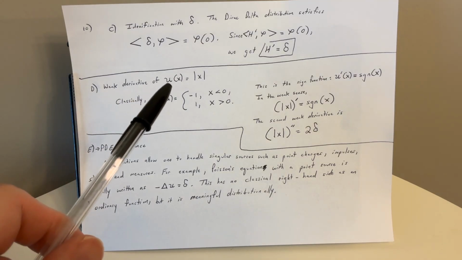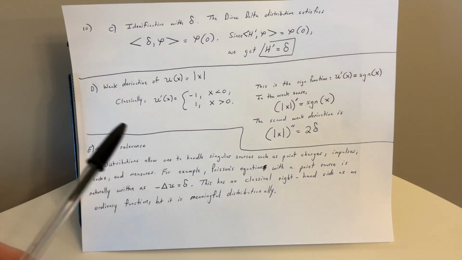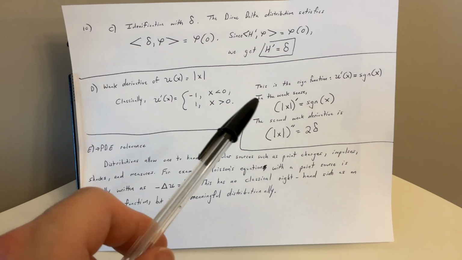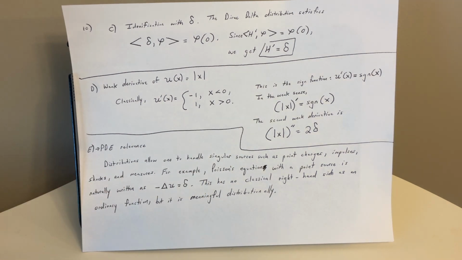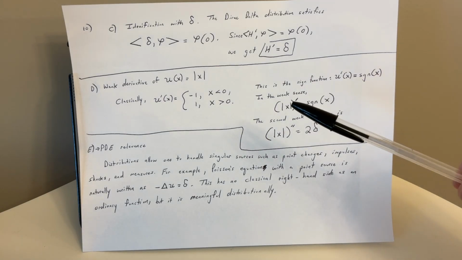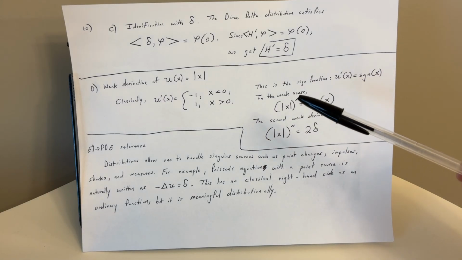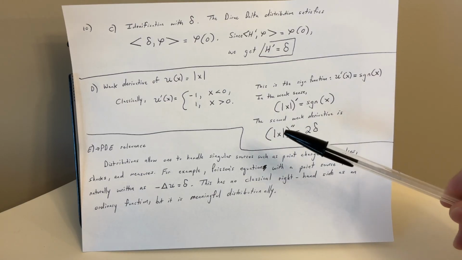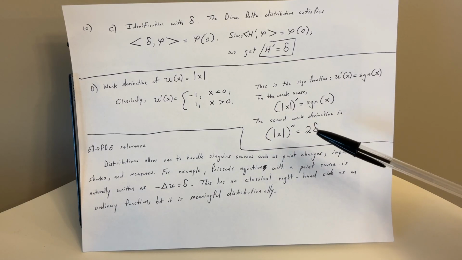Weak derivative of u of x equals absolute value of x, and classically u prime of x equals this piecewise function. So this is the sign function, u prime of x equals sgn of x, in the weak sense: the absolute value of x, that prime, equals sgn of x. And the second weak derivative is the following, that's equal to 2 delta.